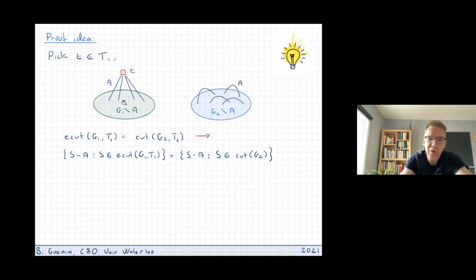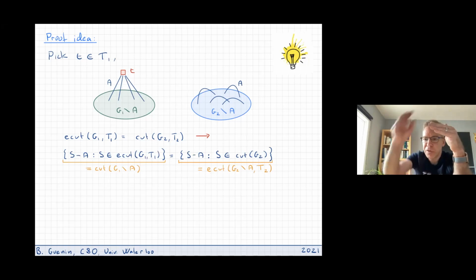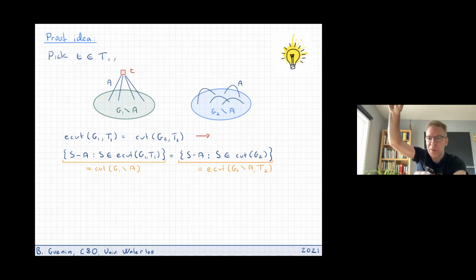You just delete all the edges in A here, right? And so what do you get on the left-hand side? Then you just get the cut. Because when you look at the even cuts and you delete all the edges which are incident to a terminal, you can think of that terminal as being some kind of floating terminal. So every cut becomes even.